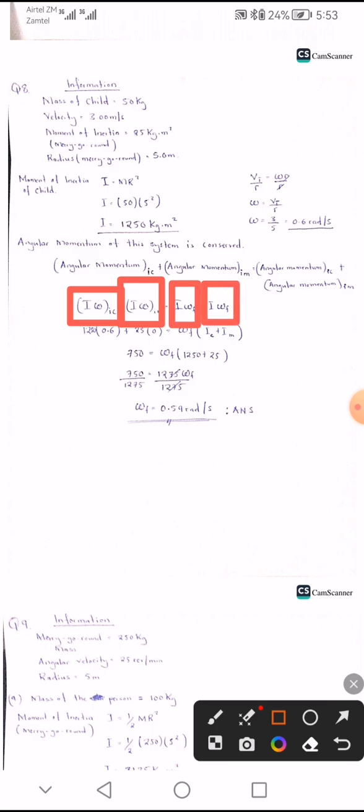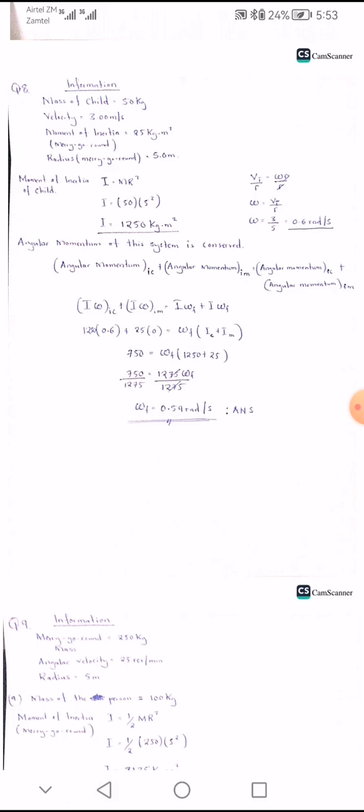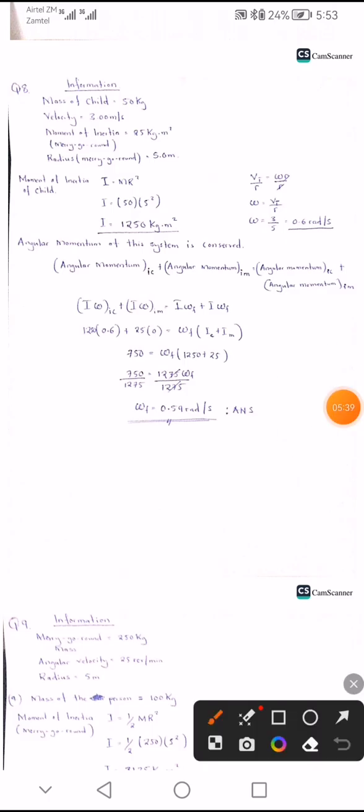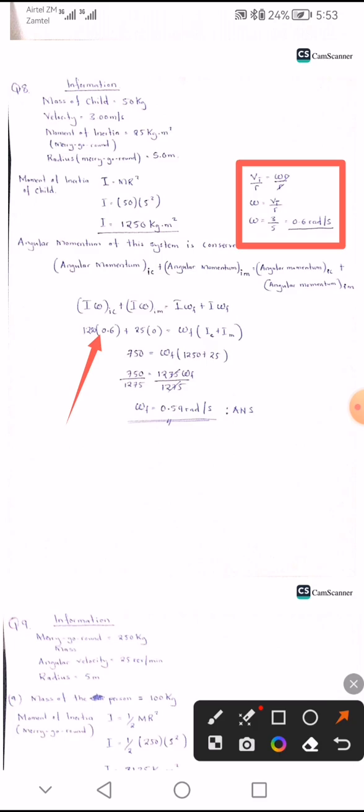Okay. So we know the moment of inertia of the child. We just replace there. That's 1,250. We know the angular velocity of the child. We found it as 0.6 right here. So that's why we replace them both here to find a value there. Now we know the moment of inertia of the merry-go-round is 25 as it was given in the question. But then the merry-go-round is not moving initially, so the velocity is 0. So we are multiplying 25 by 0, which is this here.